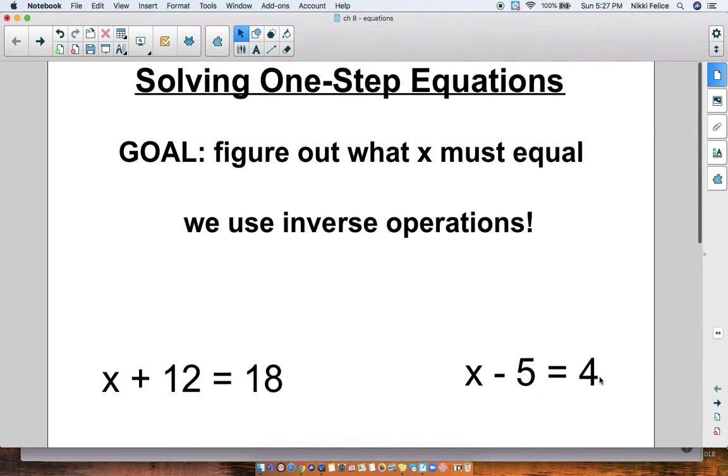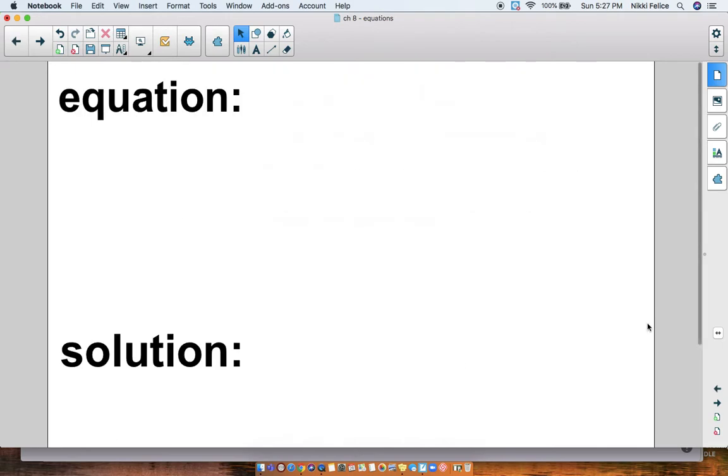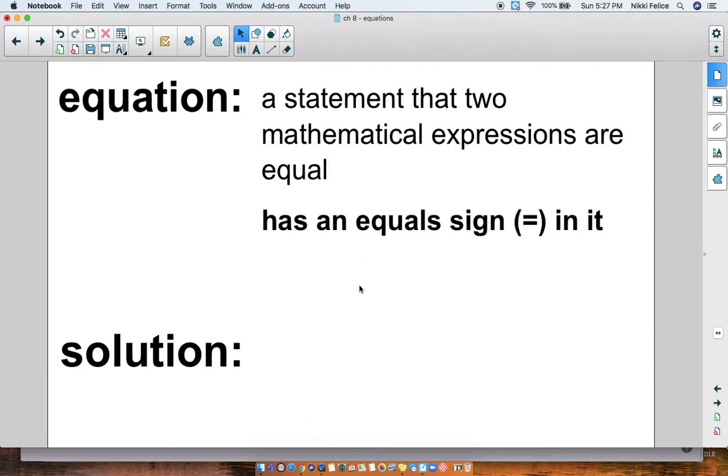So before we start solving, I just want to go over a couple definitions first. Number one, equation. An equation is a statement that two mathematical expressions are equal. And of course, super important, every single equation has an equal sign in it. Please make sure you're writing down these definitions in your notebook as we go. Feel free to pause the video whenever you need so that you have time to catch up.